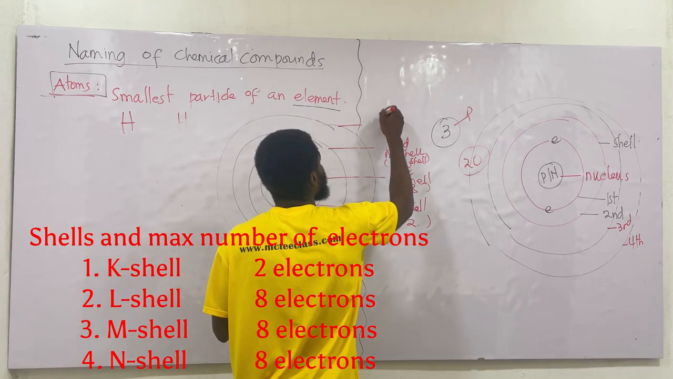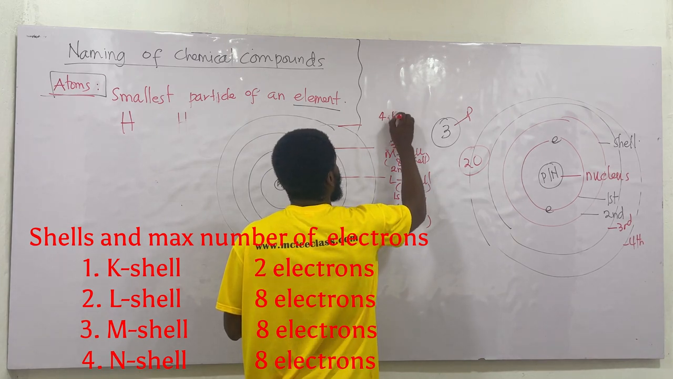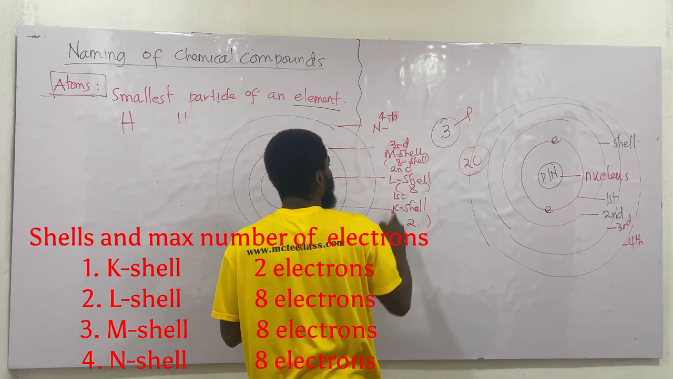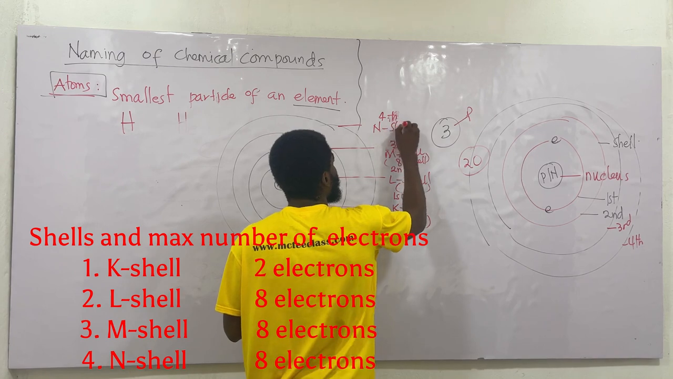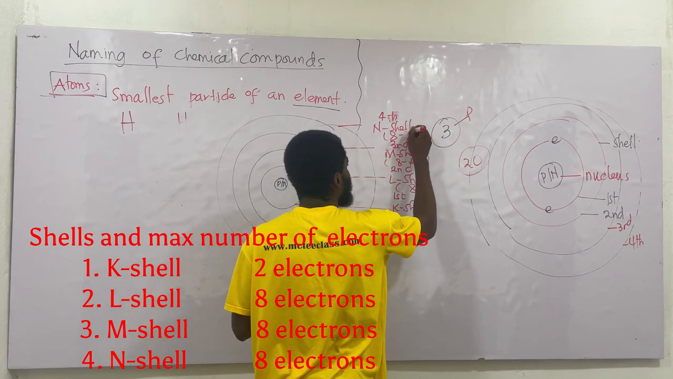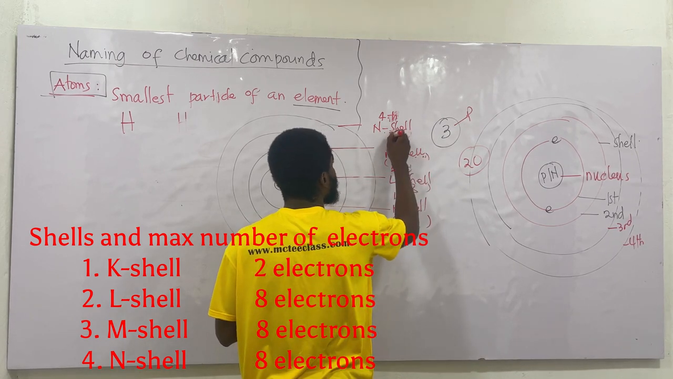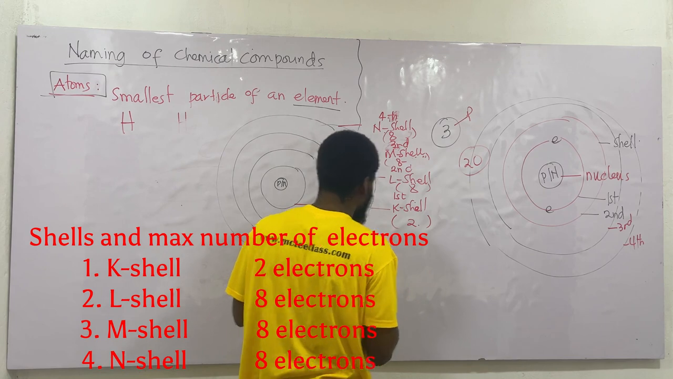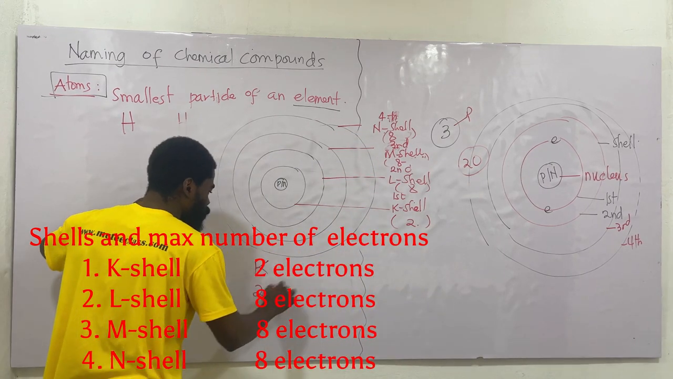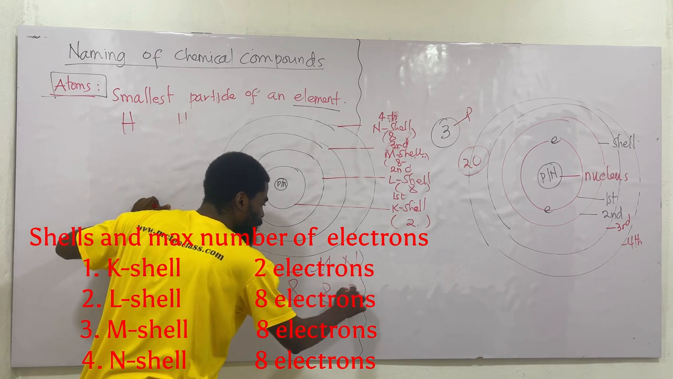And the fourth shell, the N shell, KLMN, will also take a maximum of 8 electrons. Under normal circumstances it takes more than that, but the N shell will take 8. I hope you get the point. That means K takes 2, L takes 8, M takes 8, and N also takes 8.